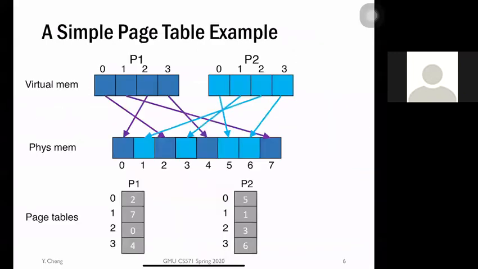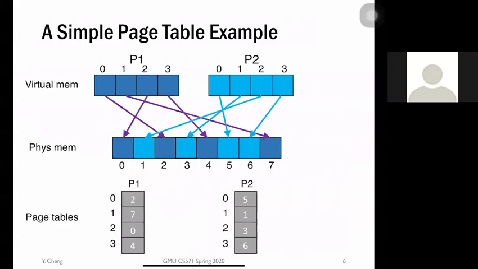So in this slide, it shows a really simple page table example. Assume in this operating system, we are having two processes, P1 and P2. And both of these two different processes, they are maintaining exactly the same virtual memory capacity. So the capacity of the virtual address space for both P1 and P2, they are spanning exactly 4 virtual pages as shown in this example.